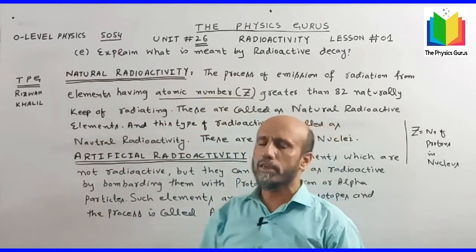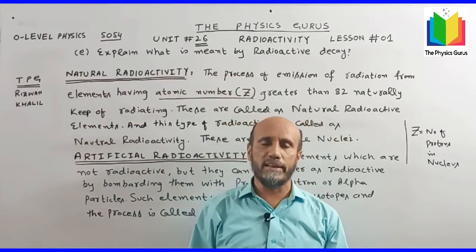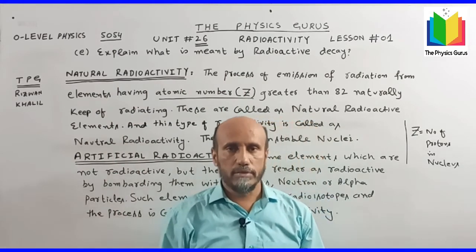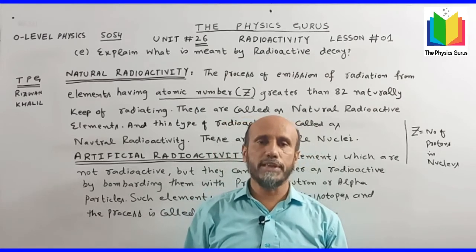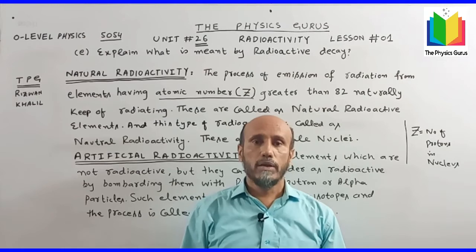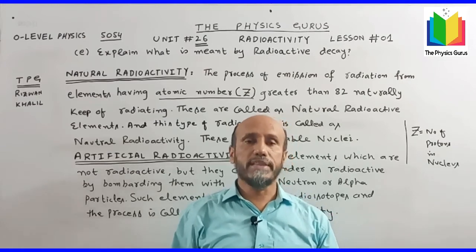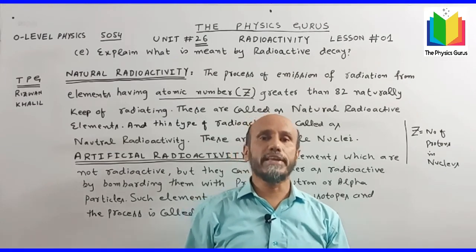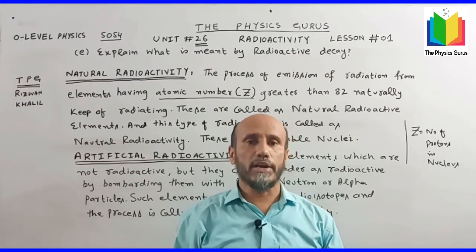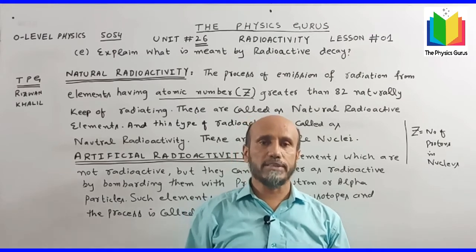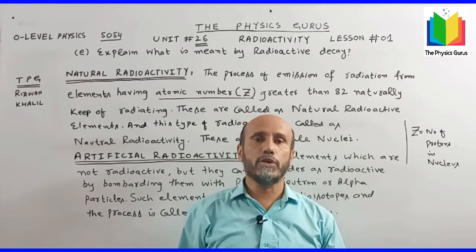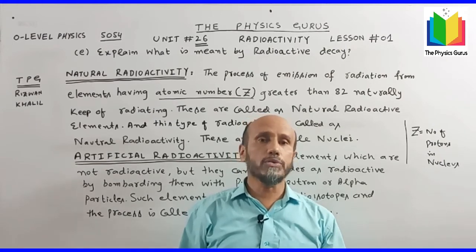Definitely it includes the definition of natural radioactive elements as well. There are some elements in nature for which the value of Z, the atomic number, is greater than 82. In general, these elements emit radiation. So these types of elements are called natural radioactive elements, and this type of radioactivity is called natural radioactivity.